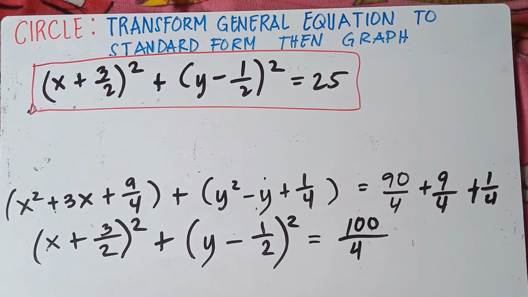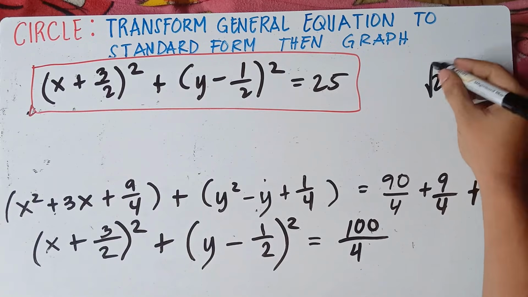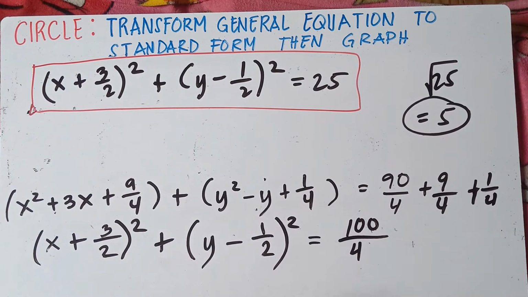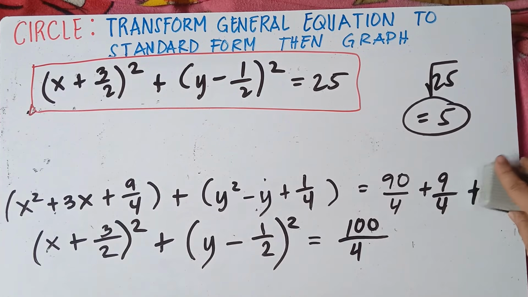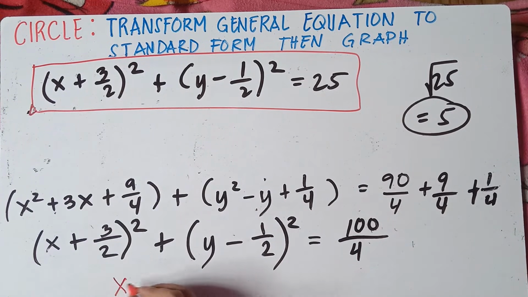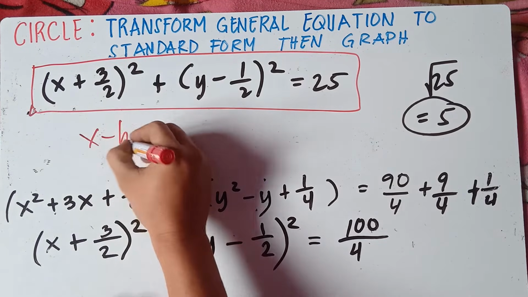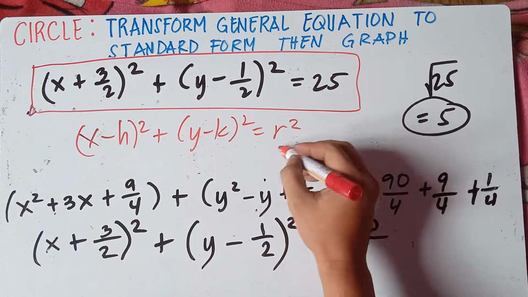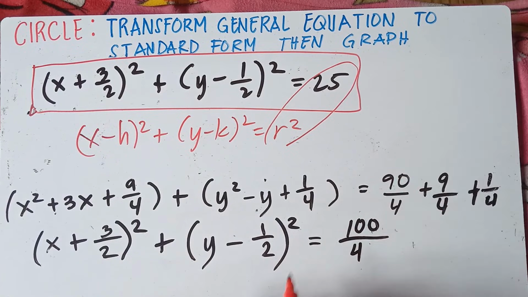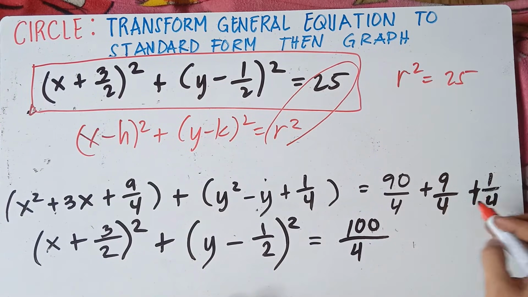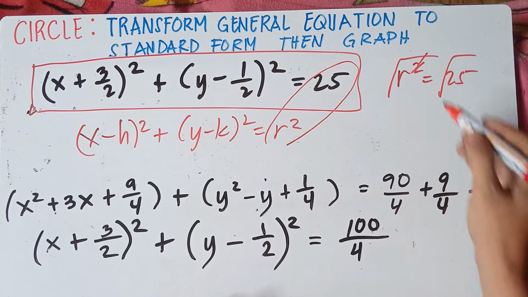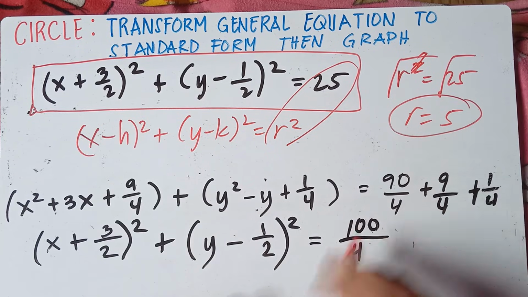And to get the radius, so simple, the square root of 25, the radius is 5. Because r squared in the equation, if you still remember the equation, let me write it for you to really understand this one. That is x minus h squared plus y minus k squared equals r squared. And this will be our radius, so therefore, r squared equals 25. To get the value of the radius, extract the square root on both sides, cancel. So r equals 5. That's the radius.